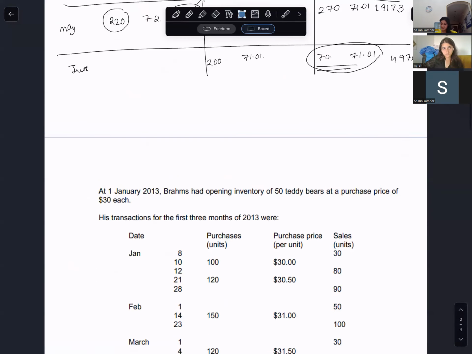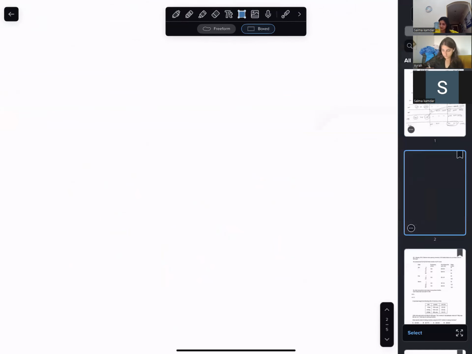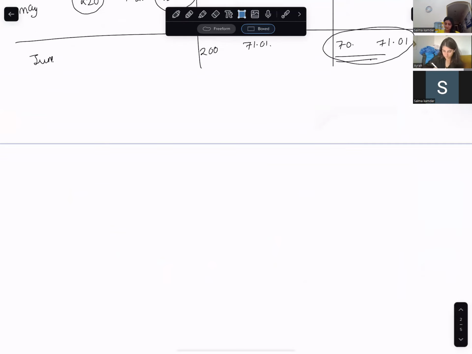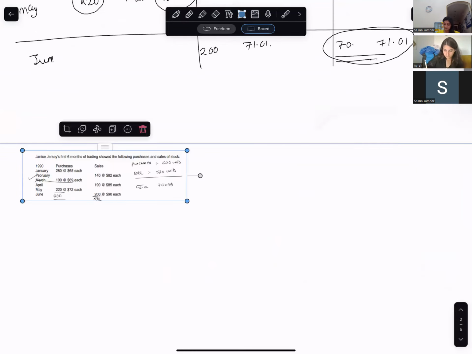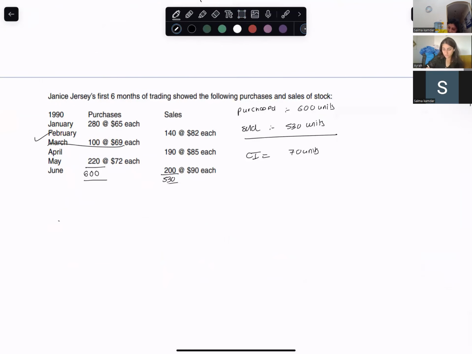We also have to find a profit. So how do I find the profit? You total the total cost and then total the total sales and then you minus.